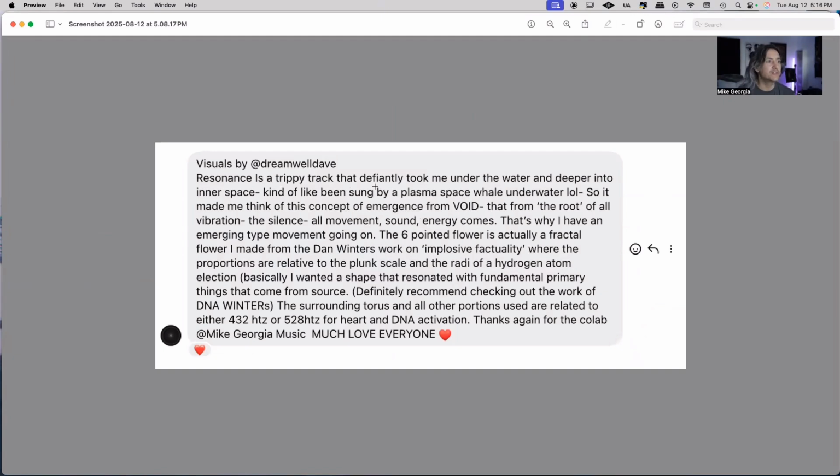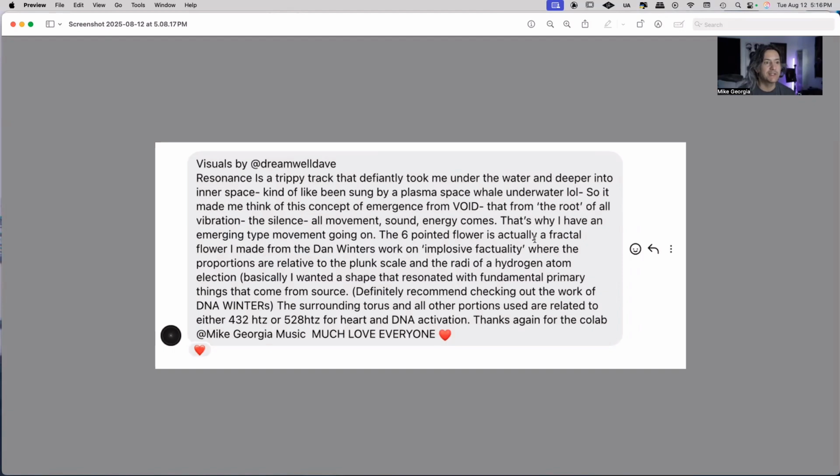Resonances is a trippy track that definitely took me under the water and deeper into inner space, kind of like being sung by a plasma space whale underwater. Laugh aloud. So it made me think of this concept of emergence from void, that from the root of all vibration, the silence, all movement, sound, energy comes. That's why I have an emerging type movement going on.